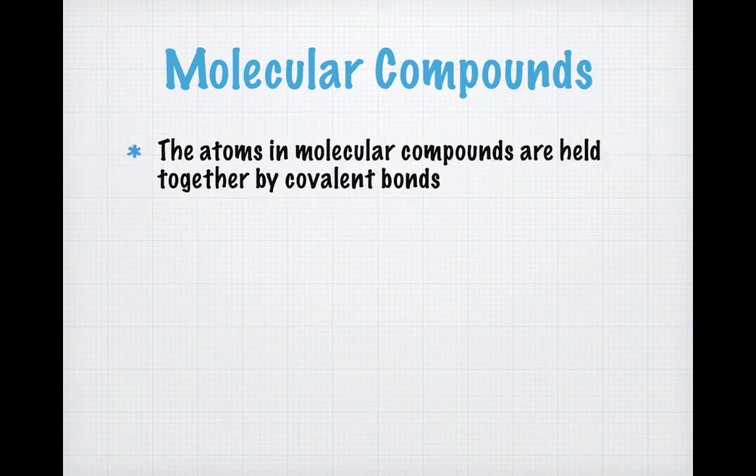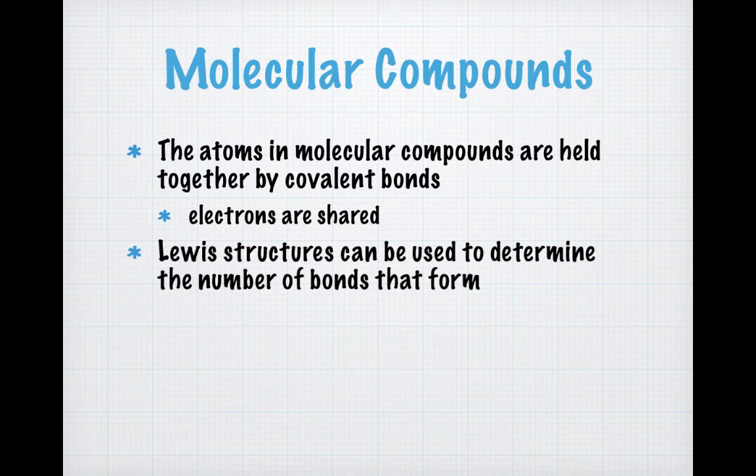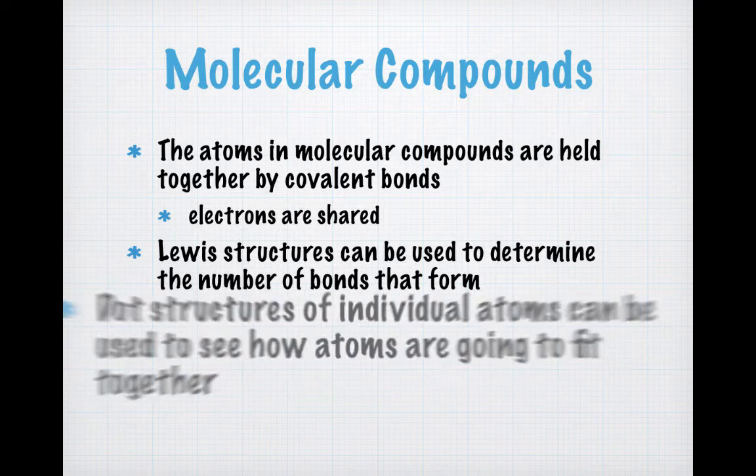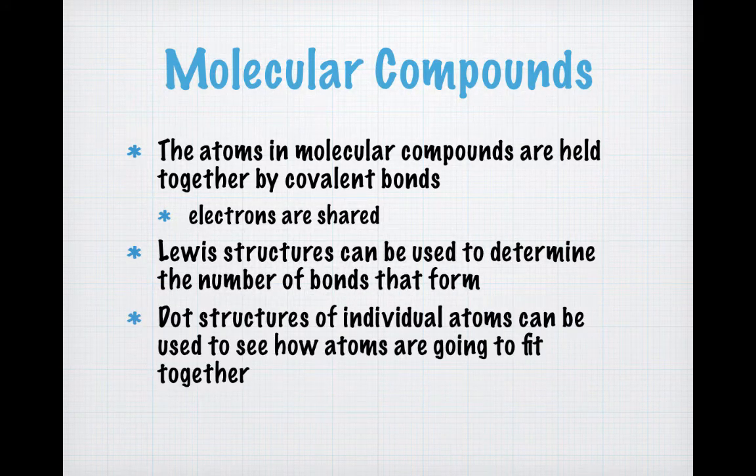The first thing that we want to talk about is molecular compounds. Now, a molecular compound is a little bit different from an ionic compound. In a molecular compound, our individual atoms are held to each other by covalent bonds. If you remember, in a covalent bond, we have electrons being shared between two atoms. Lewis structures for each atom can be used to determine the number of bonds that each atom wants to form. And then we can take those dot structures of the individual atoms to see how atoms are going to fit together.